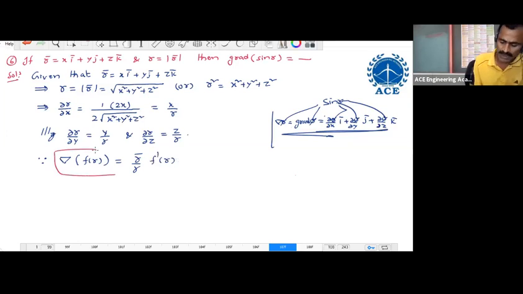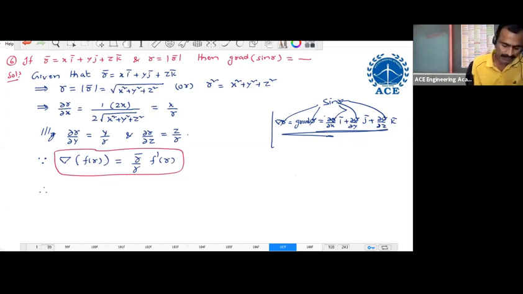It is a direct shortcut formula for any function of r. Using this directly we can write it without finding all this. By the general method, the gradient formula, we can find it, or by using this shortcut formula, within one step we can write it down.